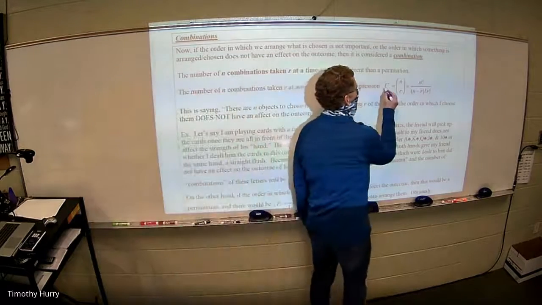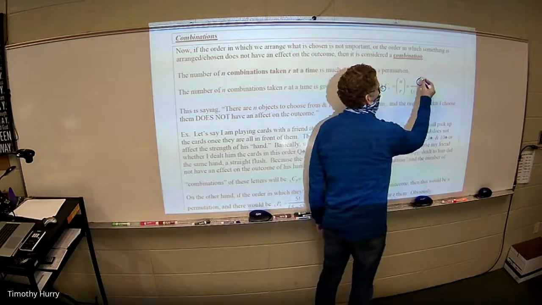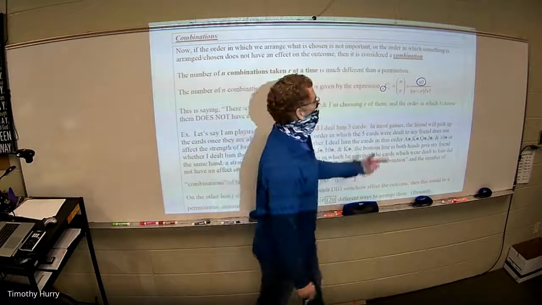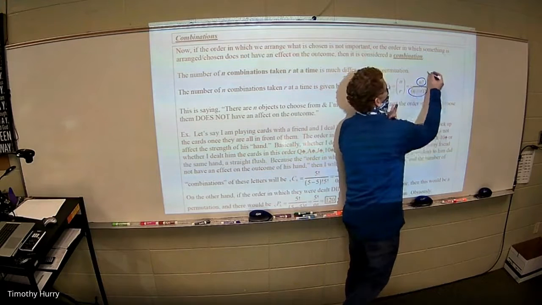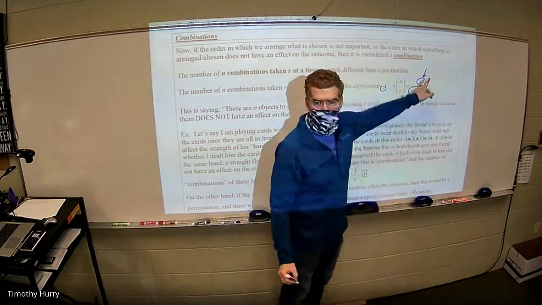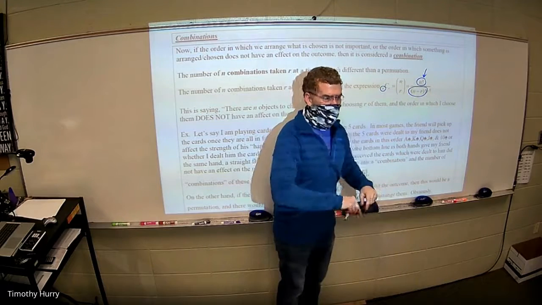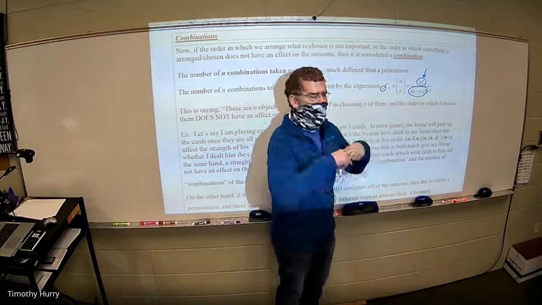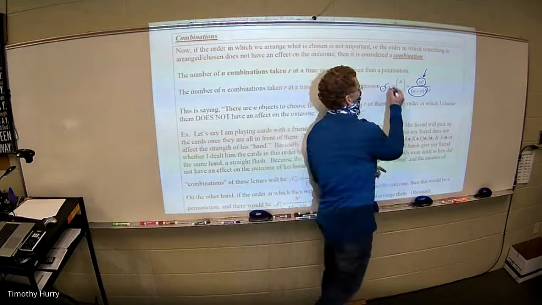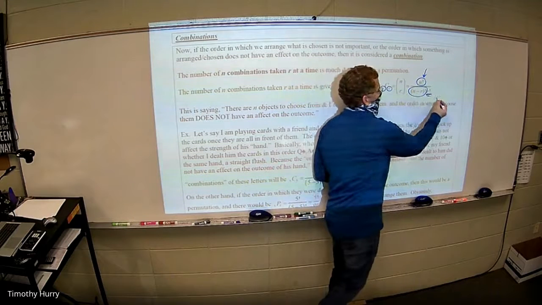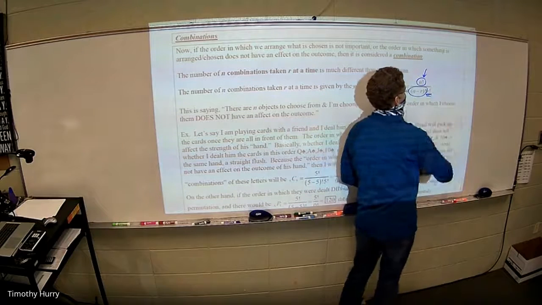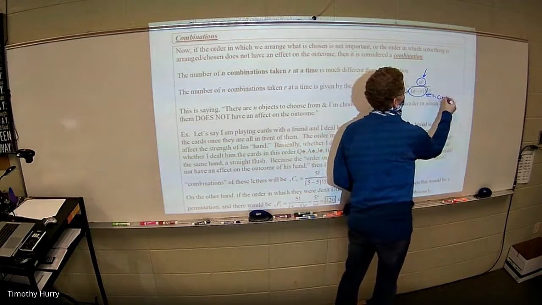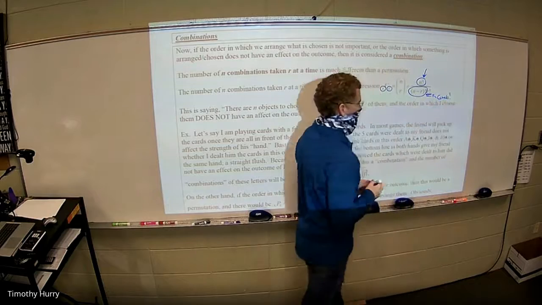So nCr, you're still going to start with n factorial on the top. You're still going to subtract n minus r on the bottom. That part is the permutation part right there. The only thing that changes is when you're finished, you go back and divide it by that r factorial. So that's the thing that makes it a permutation. That makes it a combination. That part right there.